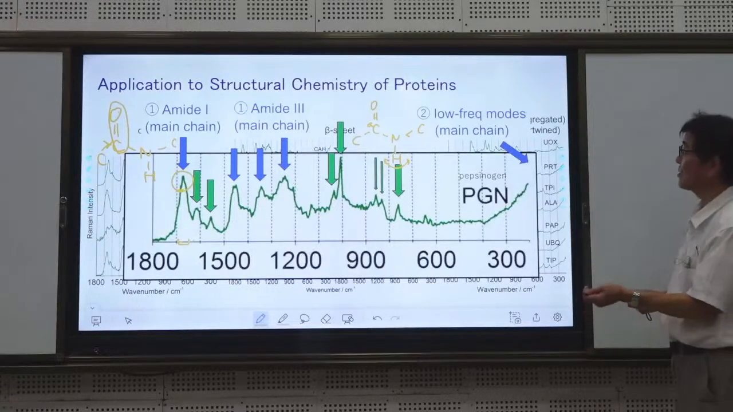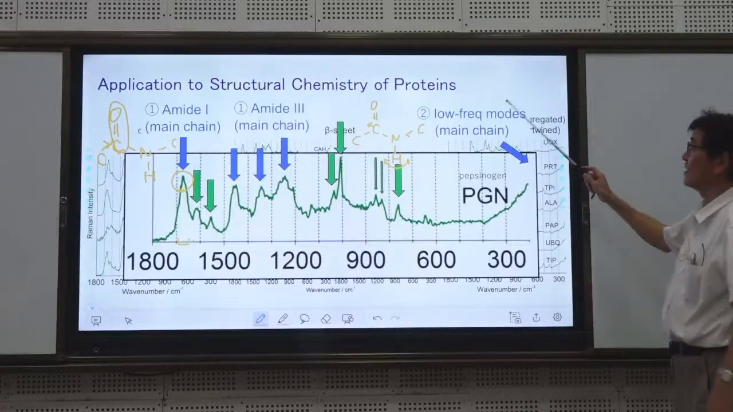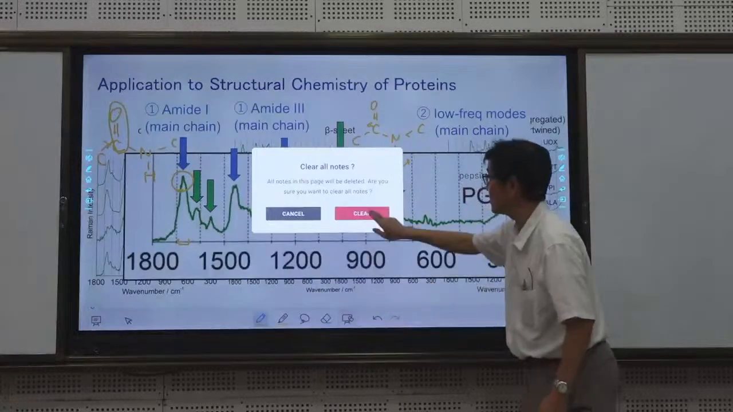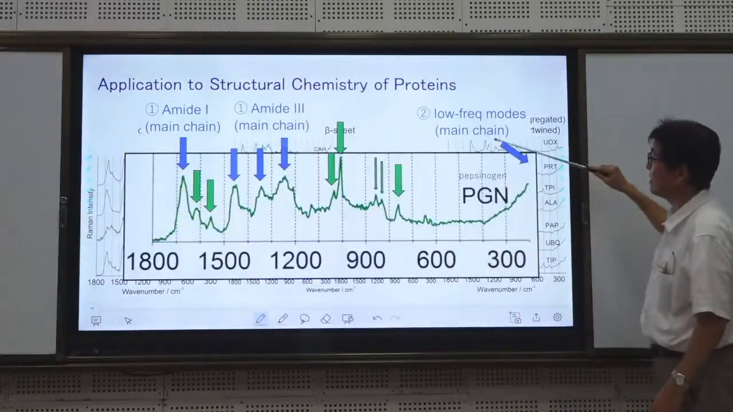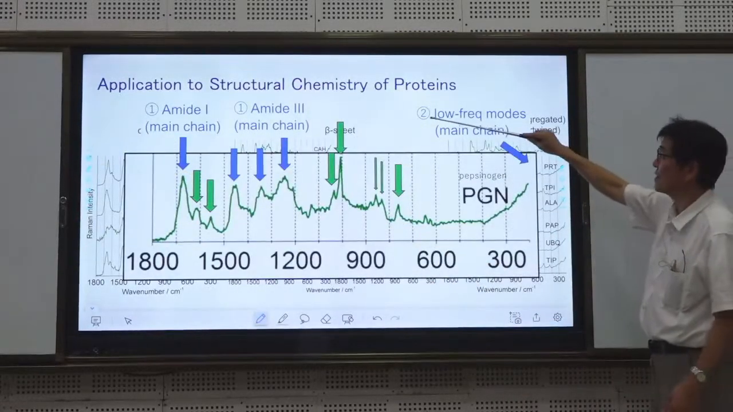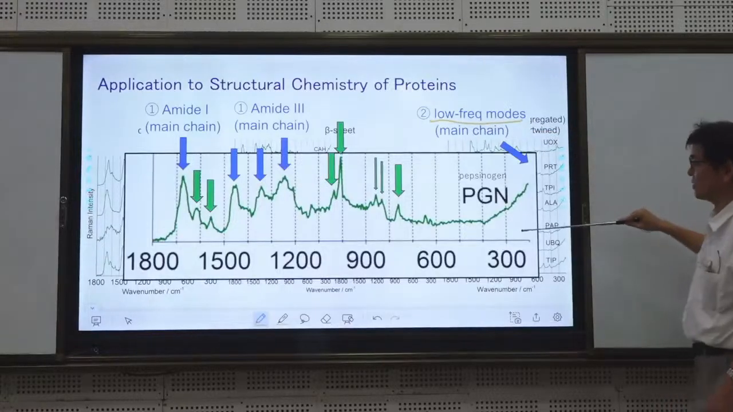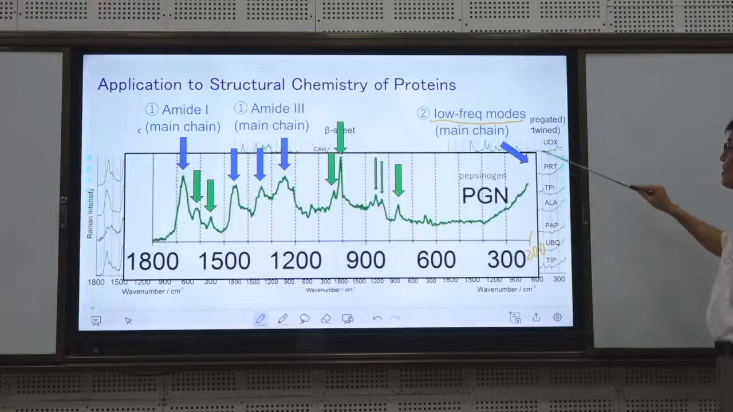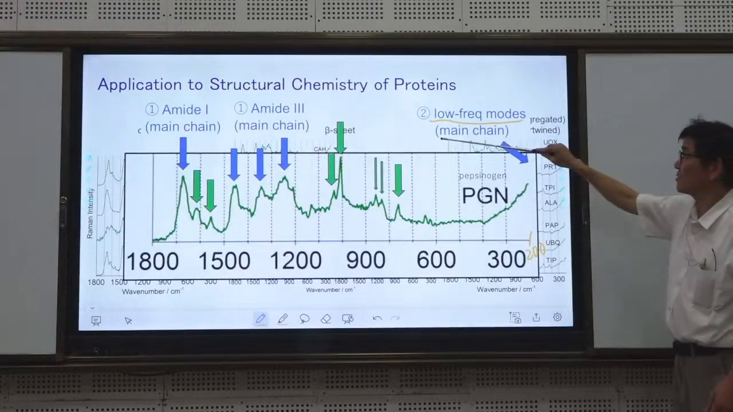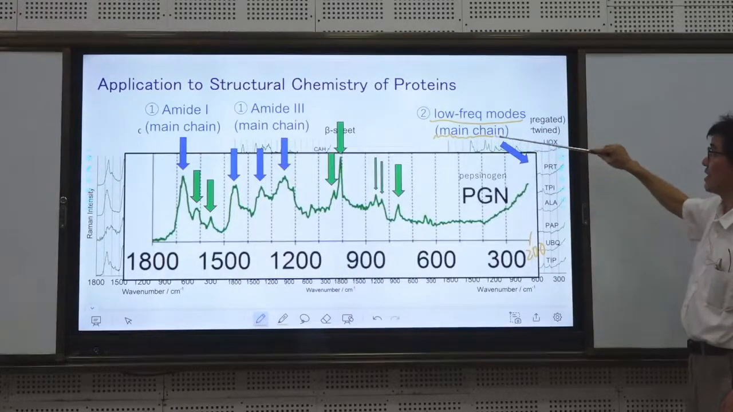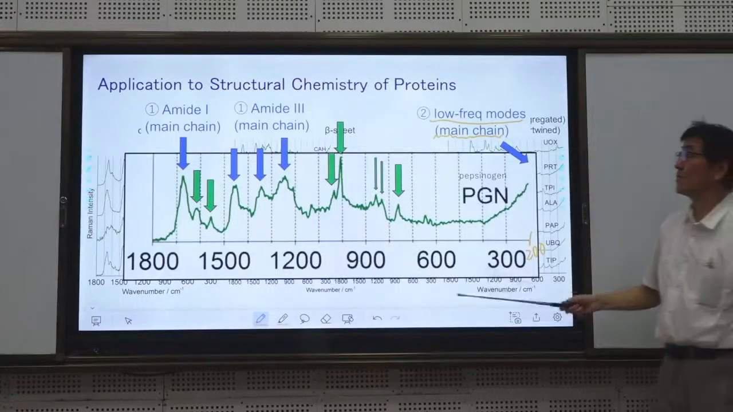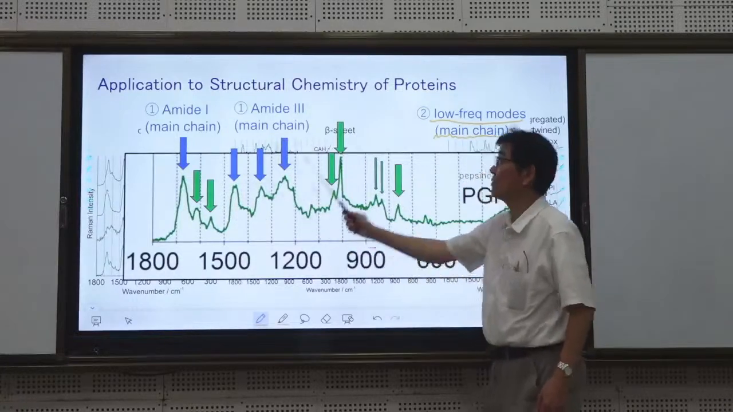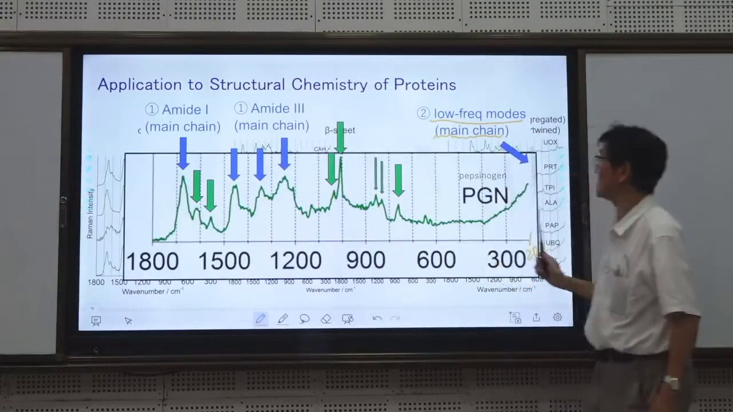Okay. And the second point is also a band that is related to the peptide main chain. The low frequency mode, that is below 200 wave number. So this region also gives us information about the main chain. So analysis of the main chain is possible by focusing on these peaks.